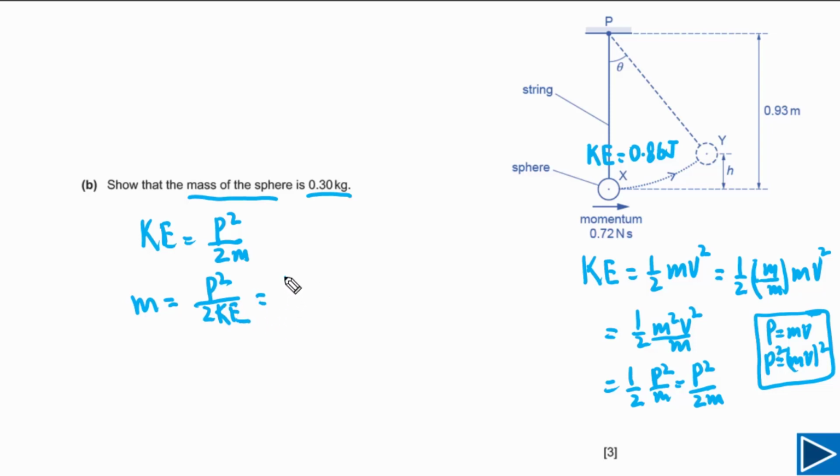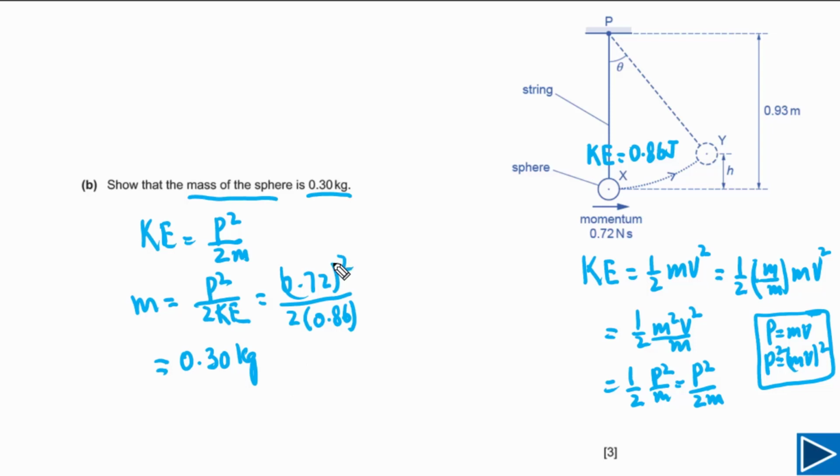Momentum is given to us. The value of momentum is 0.72. Square of this divided by 2 times kinetic energy, and that is equal to 0.86. Now we simply need to calculate. If we solve this using a calculator, our final answer will be 0.30 kg to 2 SF, and this is our final answer.